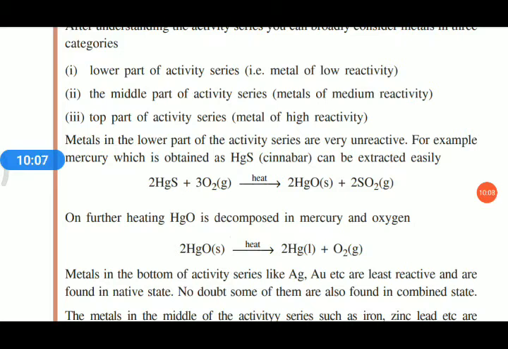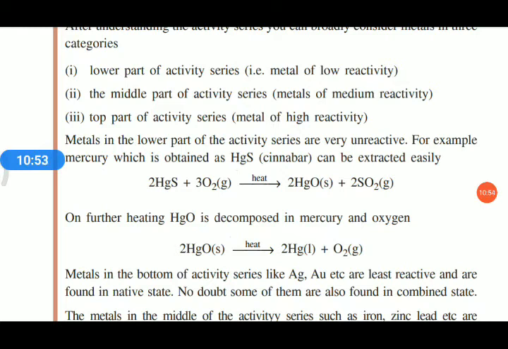We take HgS in a container and heat it in the presence of oxygen, in the presence of air, in an open container. We get HgO, mercuric oxide, plus sulfur dioxide. Sulfur dioxide is a gas. Then again we heat, and we get Hg. That means metals in the low reactivity part, we can separate only by heating. We get HgS, by heating we get Hg. Hg means mercury.